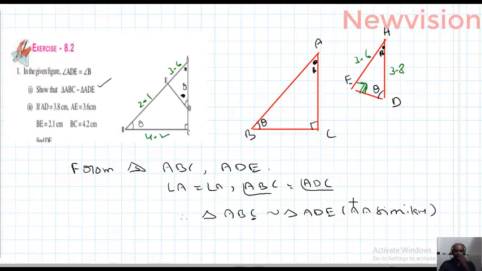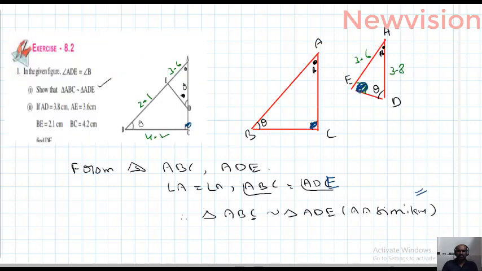Okay students, so we proved triangle ABC is similar to triangle ADE. I think this is E, not C. One more thing, I think this is not a right triangle, they just gave a right triangle. This is not a right triangle. Now what should we find? We want to find DE. So by using this result only I can find DE. Now I will write on the next page.